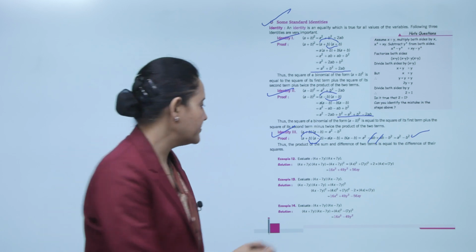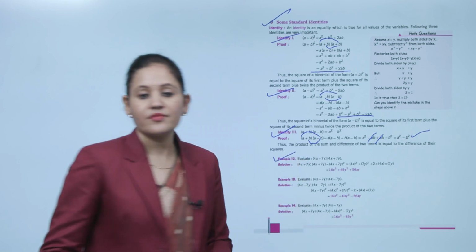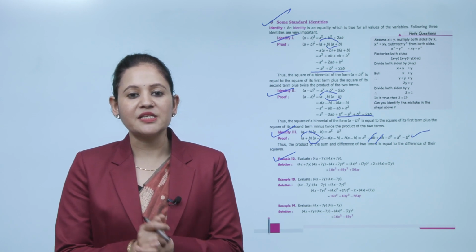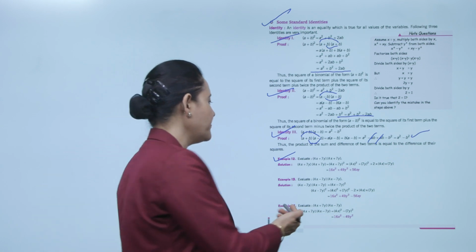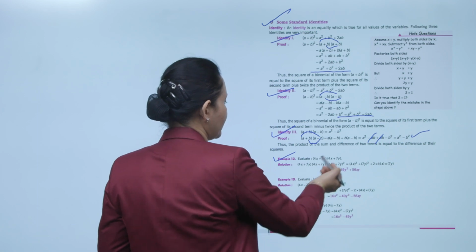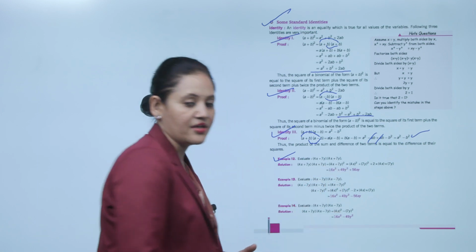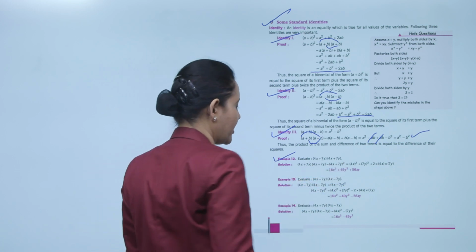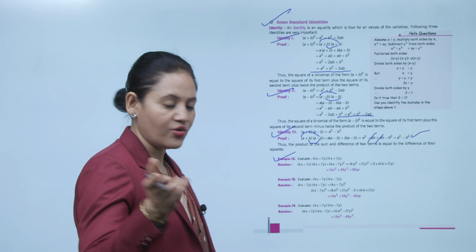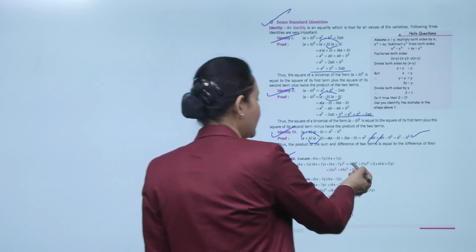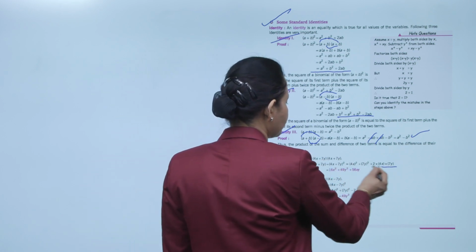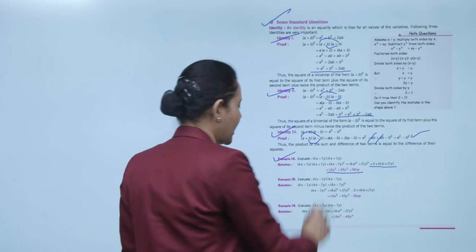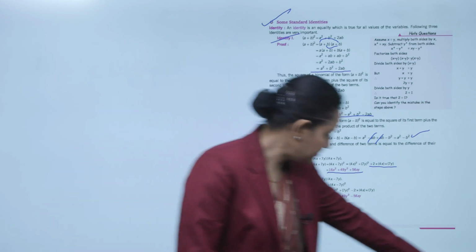Now we'll take an example. Evaluate 4x plus 7y multiplied by 4x plus 7y. So here 4x plus 7y multiplied by 4x plus 7y. So we can write it as 4x plus 7y का whole square. That means a plus b का whole square. That can be written as a square plus b square plus 2ab in this form. Solve करेंगे 16x square plus 49y square plus 56xy. That is our answer.